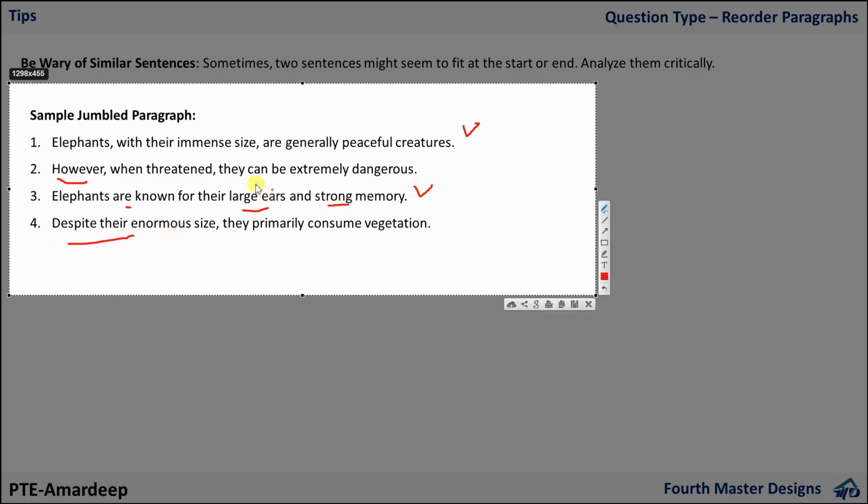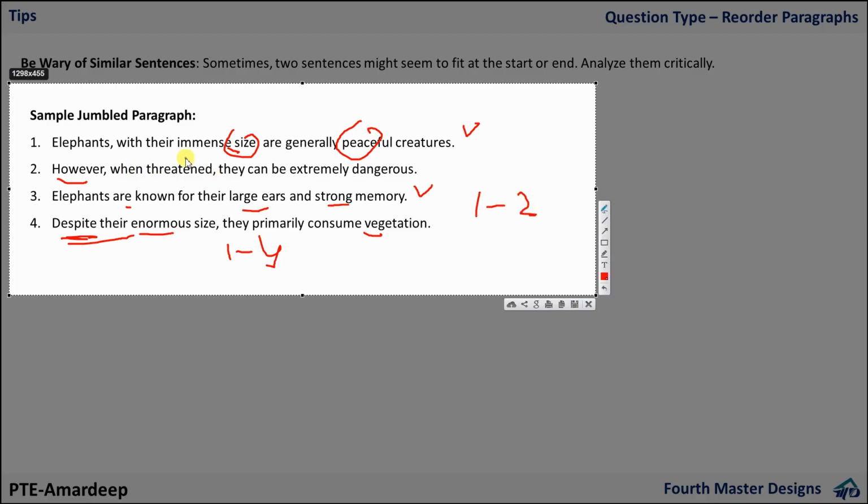"Despite their enormous size": they are talking about size here. So I'm damn sure after first you are going to have fourth. Why? Because you have a contrasting statement: they have immense size, and despite their size, they eat only vegetation. So I'm sure about your number 1 and 4. Now I'm left with second: "However, when threatened, they can be extremely dangerous." They are talking about peaceful creatures. So after 1, I can go for second also.